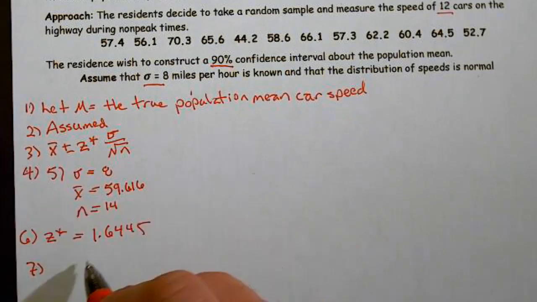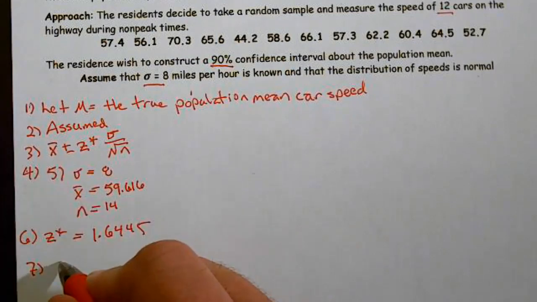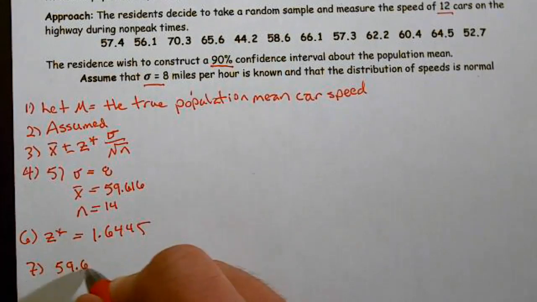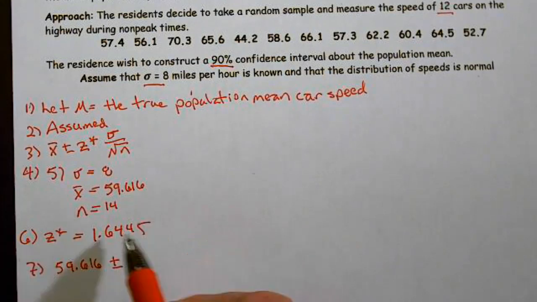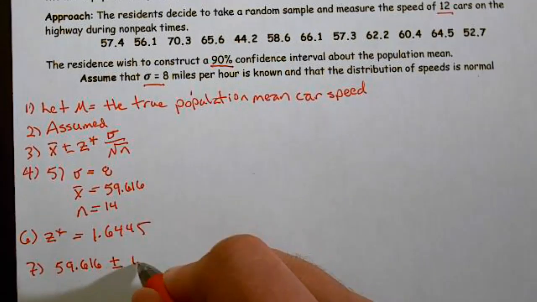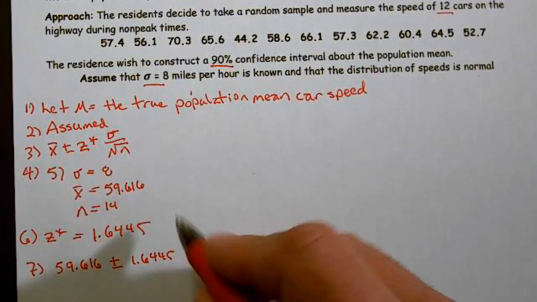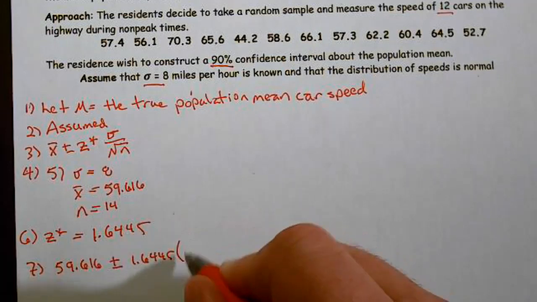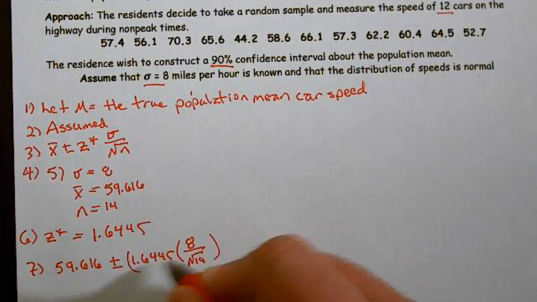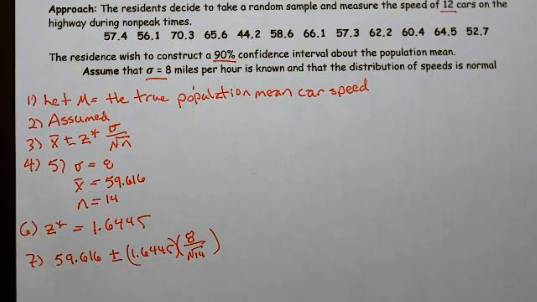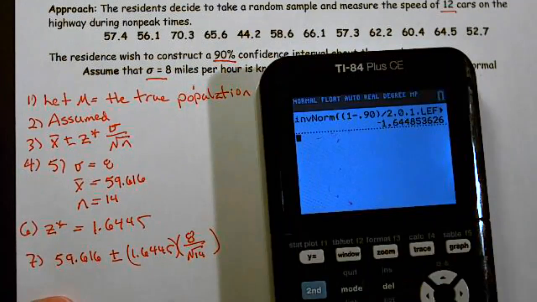So we're going to plug in and we're going to go, all right, X bar up here was 59.616. So 59.616 plus or minus, what did we get for Z star? We got 1.6445. Our standard deviation was 8. So 8 over the square root of 14. And I put parentheses around there to kind of separate my work. Now we're going to go ahead and calculate the interval.